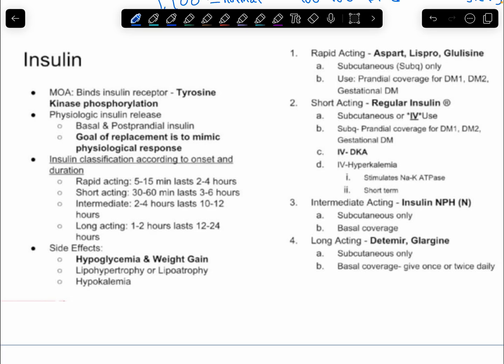We will discuss side effects later. First come here. Rapid acting: aspart, lispro, glulisine. Rapid acting means that it will start its effect within 5 to 15 minutes.